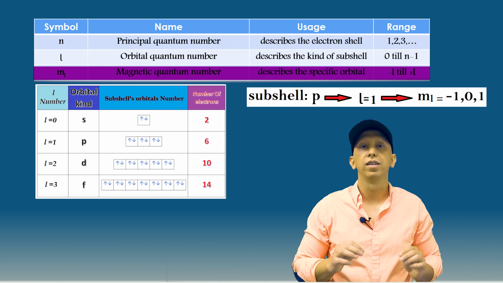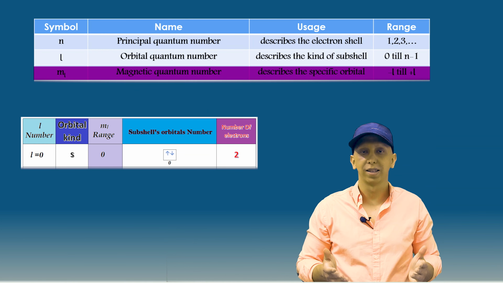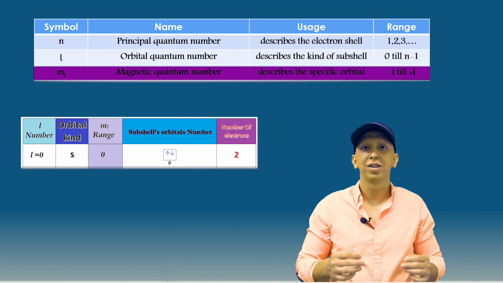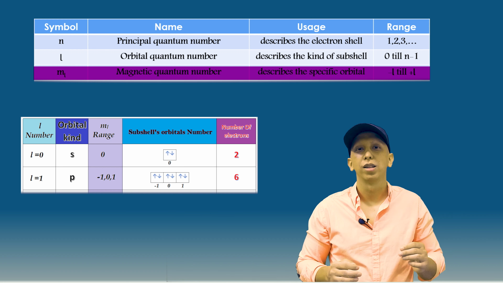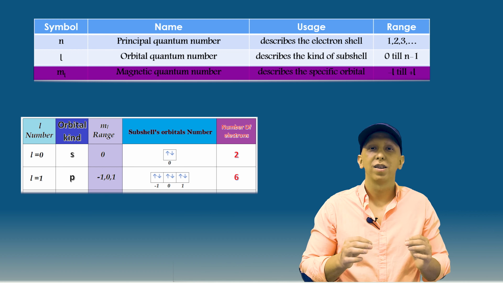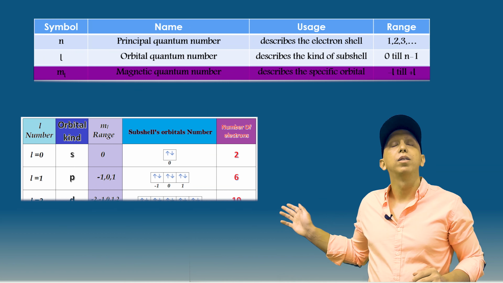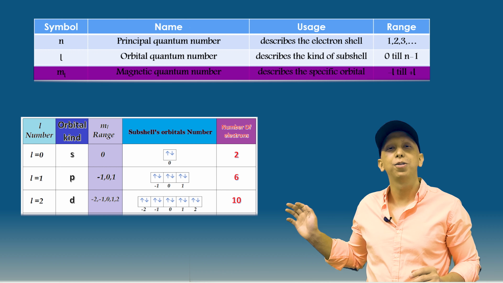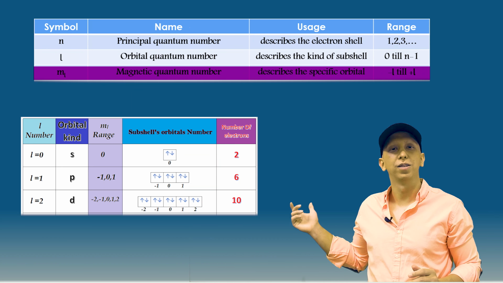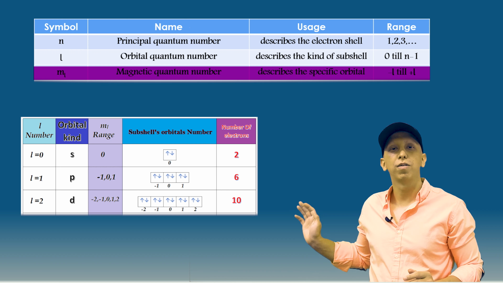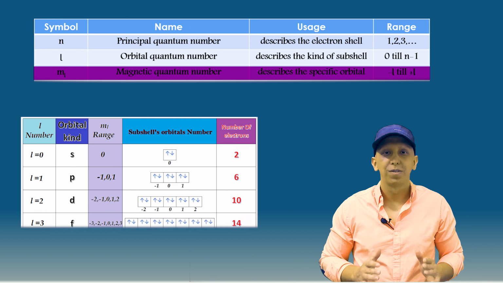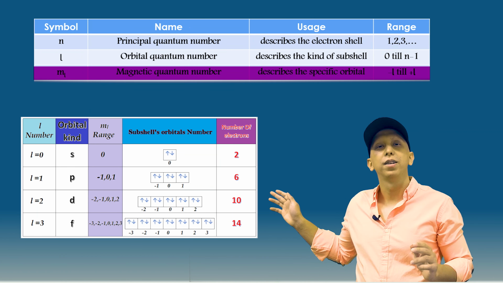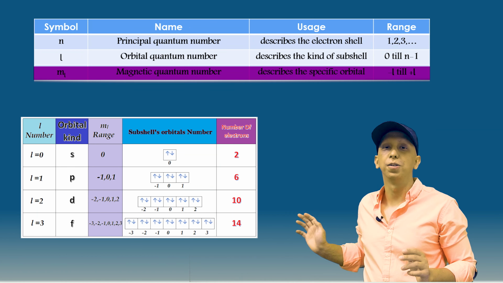When L is 0, our subshell is s, and the range of m sub L is only 0. The next one we talked about was p, where L was 1, and m sub L ranges from -1, 0 to 1. When L is 2, the subshell is d, so m sub L is from -2 to +2, which includes -2, -1, 0, 1, 2. And last, when L is 3, the subshell is f. m sub L ranges over -3, -2, -1, 0, 1, 2, and 3.